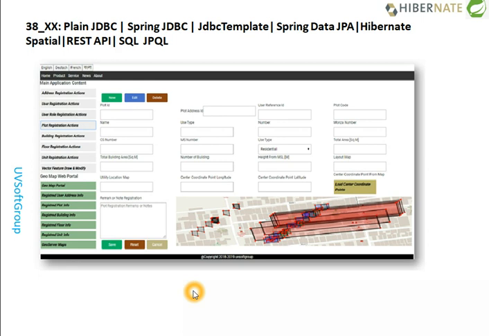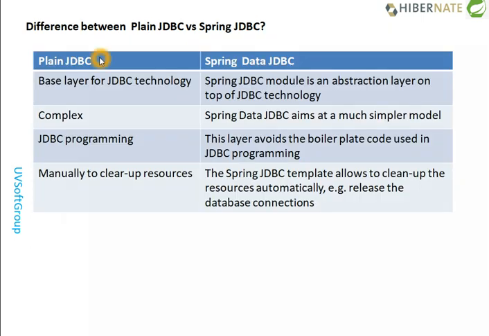Just follow that. If you see the difference between plain JDBC, the old school JDBC, and Spring based JDBC: plain JDBC is the JDBC technology, the base layer. Spring JDBC is an abstract layer on top of the JDBC technology. That means at the bottom level there is nothing more you need to program yourself, it's handled by Spring JDBC itself.